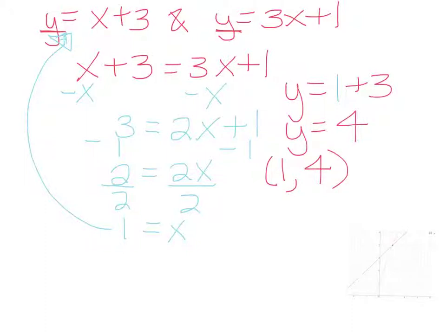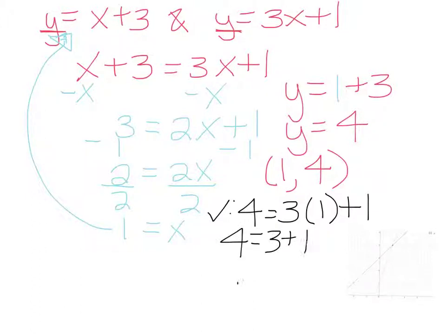But remember, the third step is always to do your check step. So let's go ahead and do the check step here. We need to use the other equation, so this equation right here, and we need to plug in these two values for x and y. If y is 4, we replace y with 4, and then we replace x with 1. So we get 3 times 1 plus 1. Well, 4 does, in fact, equal 3 plus 1, so that checks out. Awesome job.